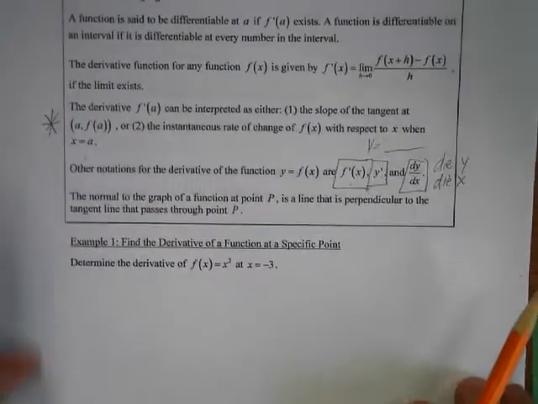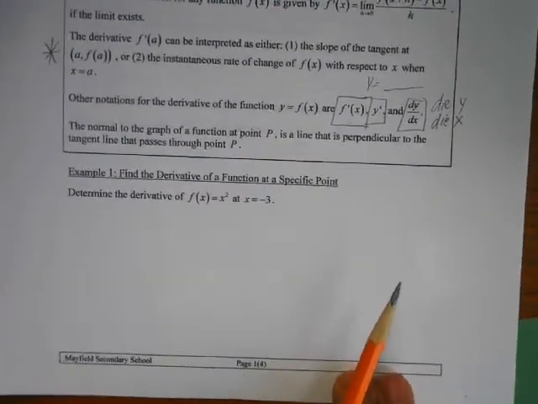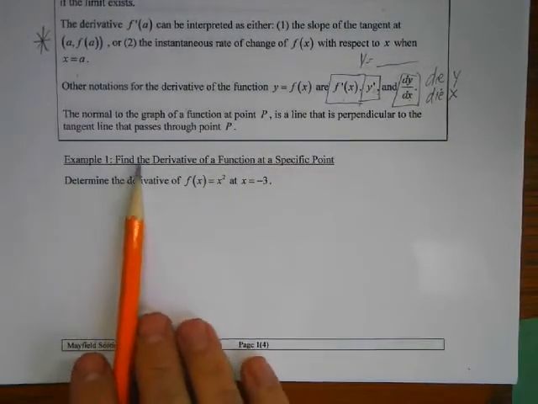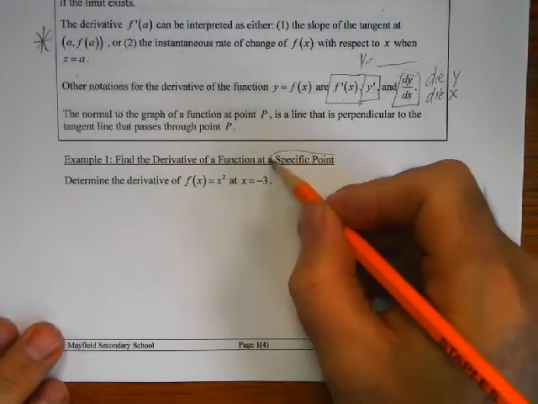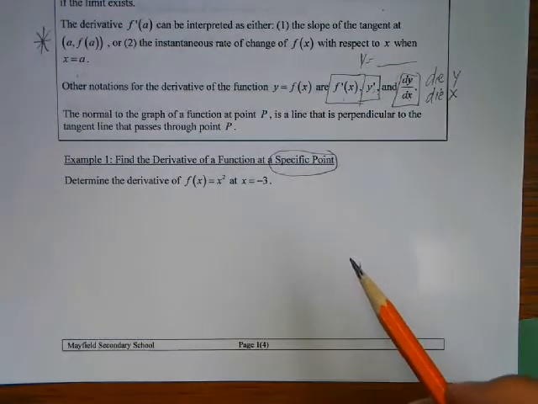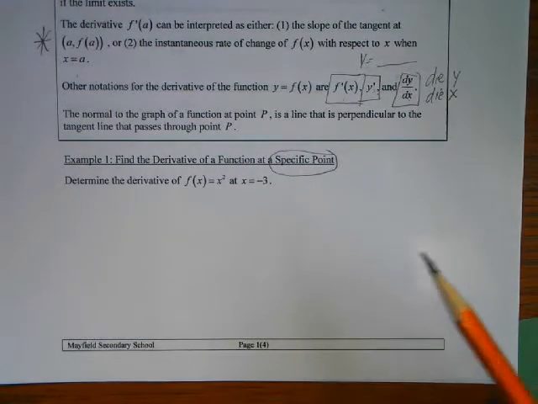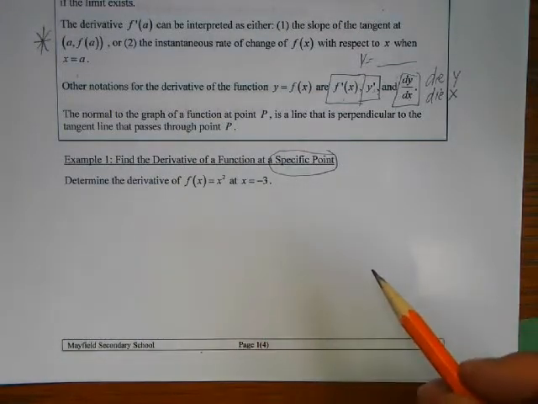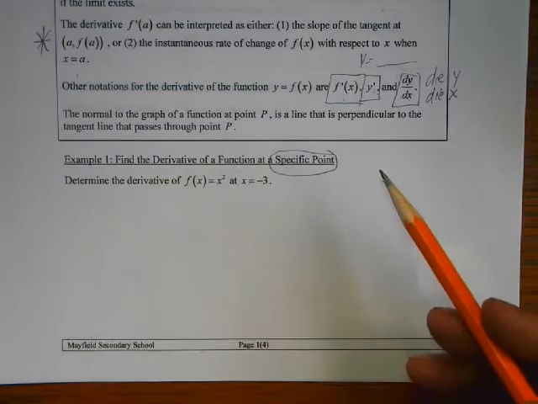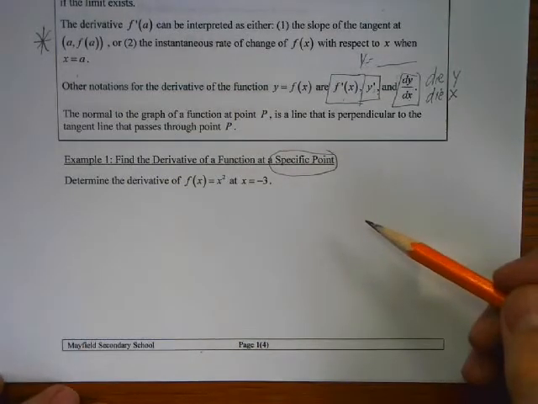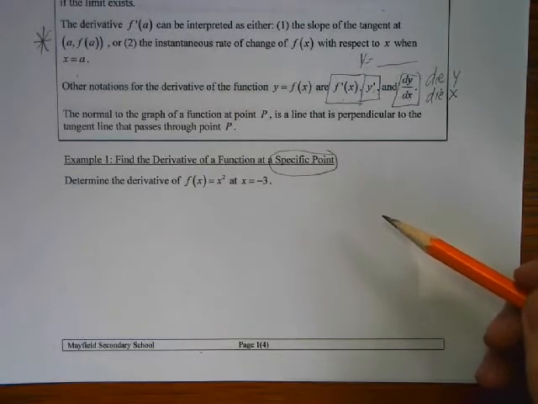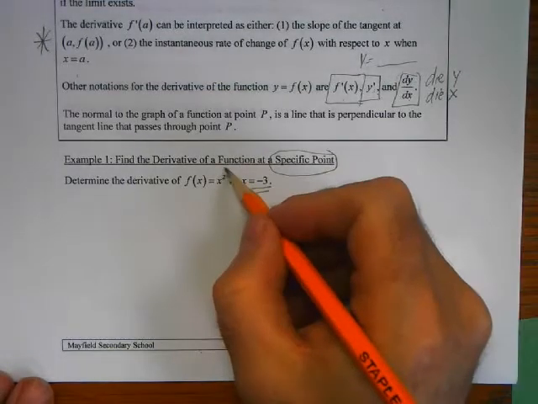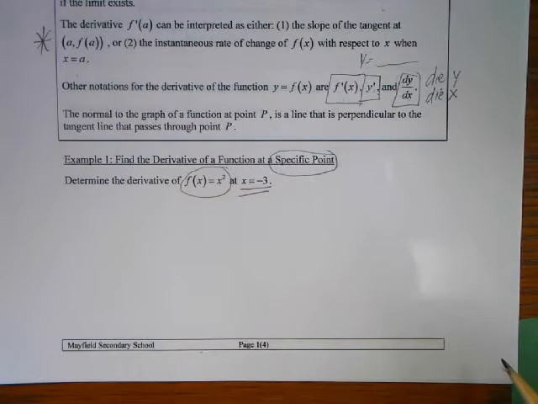Okay, so now we've got a couple of examples to go through. So this one is find the derivative of a function at a specific point, meaning I don't want the derivative of the function, I want the derivative of the function at, say, x equals 5. So we'll go through that for this. And the next question is more general. What's the derivative of the function? And then we can use that to find the derivative of the function at many points. Okay, this will be at a specific point. In this case, it's x equals -3. And the function we're looking at is f of x equals x squared.